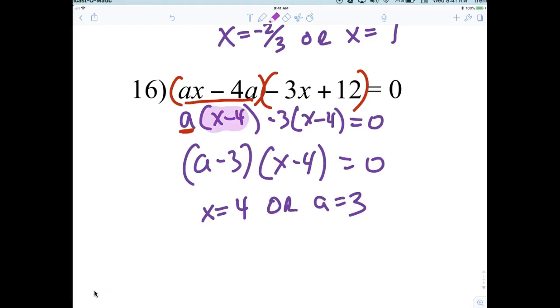Now we're looking over here. And what's common here? A negative 3. So remember, when you pull out a negative, the signs have to change. That's why it becomes x minus 4. Do you hear me?